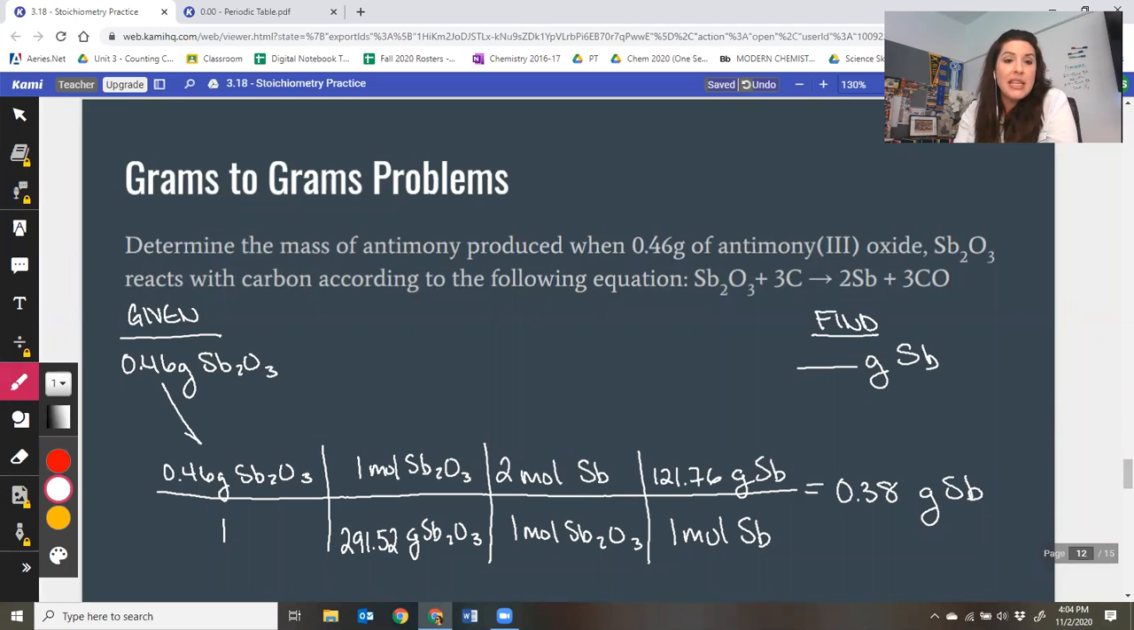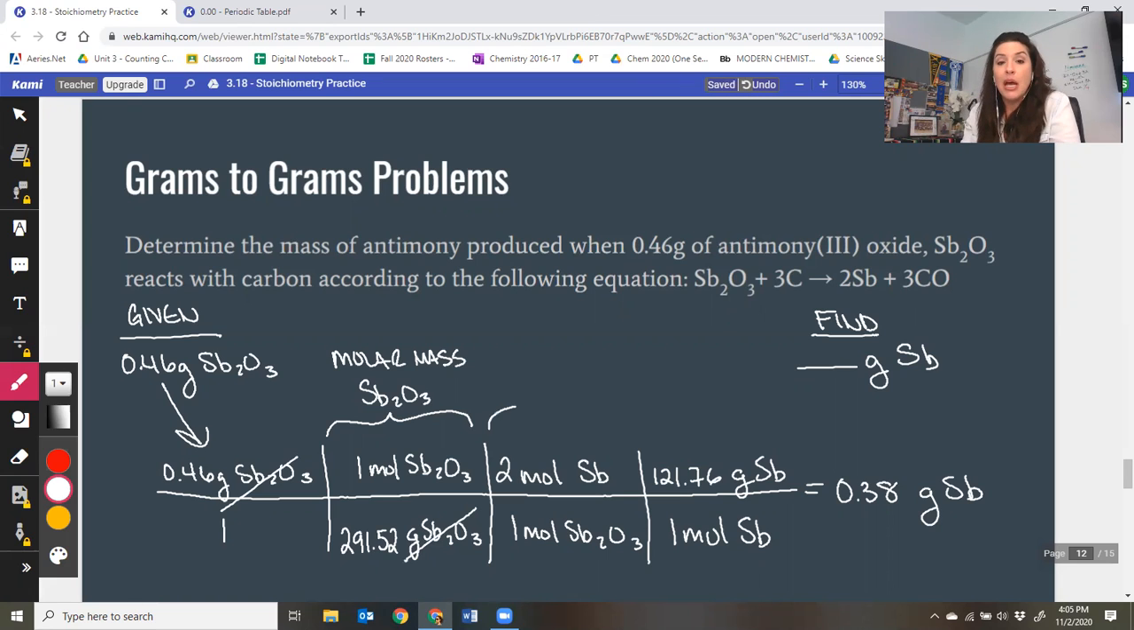I started by taking the given antimony 3 oxide and setting it over 1. The next step was to convert from the grams of antimony 3 oxide to the moles, and I did that using the molar mass. And so that basically just expresses, given a mole of antimony 3 oxide, how much does that weigh? I chose to put the grams of antimony 3 oxide on the bottom. That way they would cancel with the grams in this previous step.